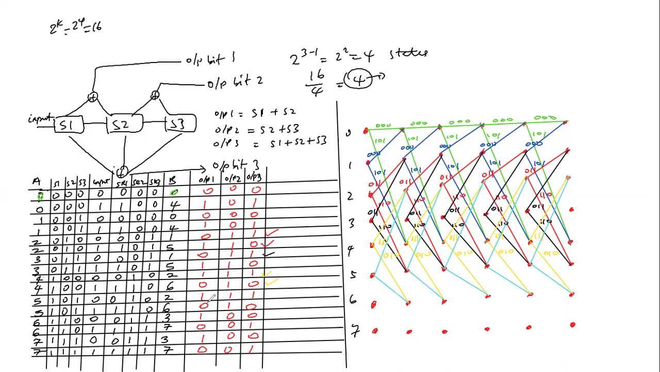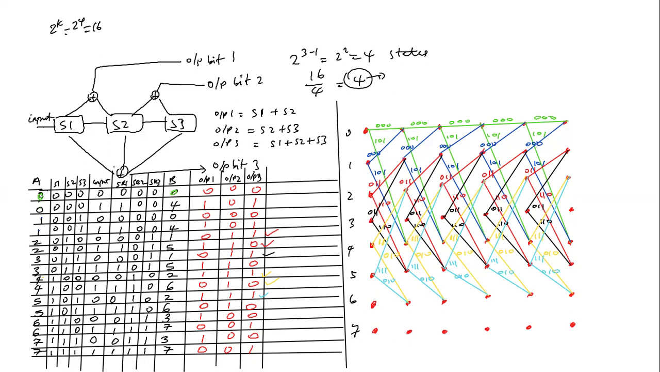So from 5 to 2, we have 1, 1, 1 here. This is 1, 1, 1, 1, 1, 1, 1, 1, 1. And from 5 to 6, we have 0, 1, 0. 0, 1, 0, 0, 1, 0, 0, 1, 0, 0, 1, 0, 0, 1, 0.